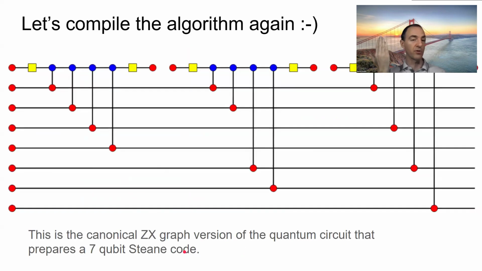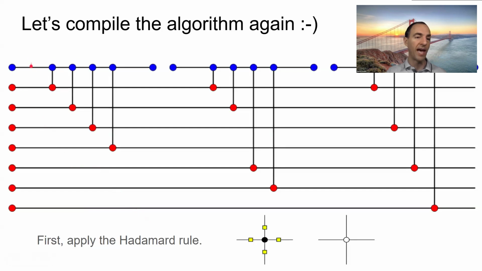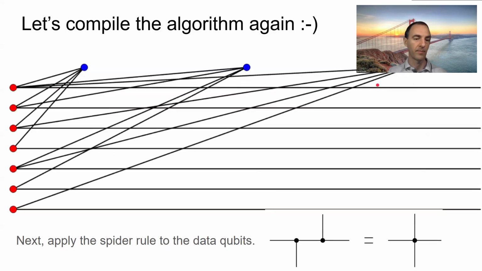Here is the ZX graph version of that same circuit. And then we can use rules, the spider rule, merging nodes of the same color, and the Hadamard rule, toggling Hadamard and the node color, to simplify it. So let's start with the Hadamard rule. We removed the Hadamard gates here and toggled the color of the node. Then the spider rule, let's merge all of these nodes up the top. Then another application of the spider rule, let's merge all of these red nodes on each line.